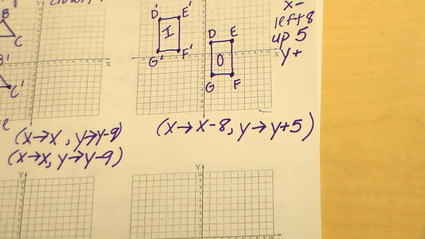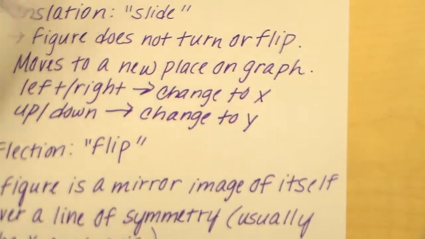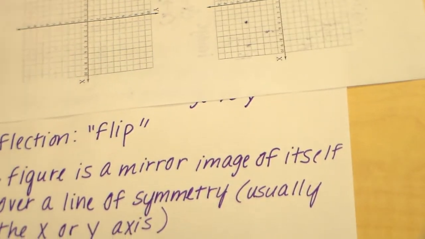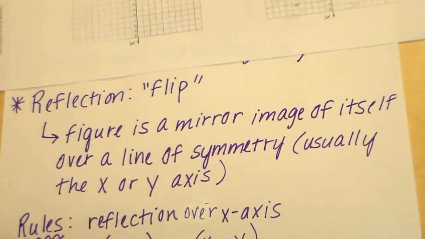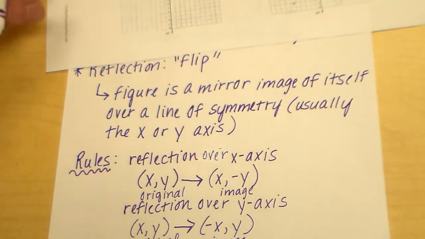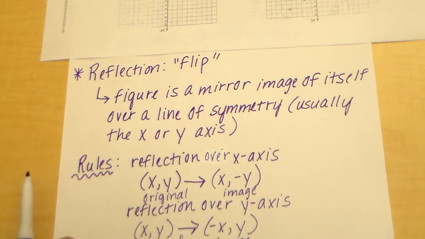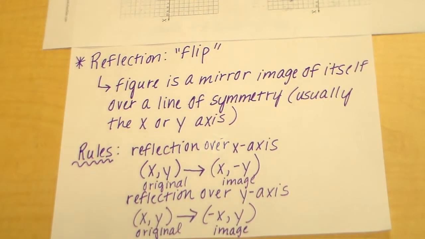So that is how I would write out my new translation. Okay, let's look at reflection quickly. Reflection tends to not be quite as difficult, but there are a couple rules. So when we're talking about a reflection, we're talking about a flip of a picture. And that's the way you may have seen it labeled before.